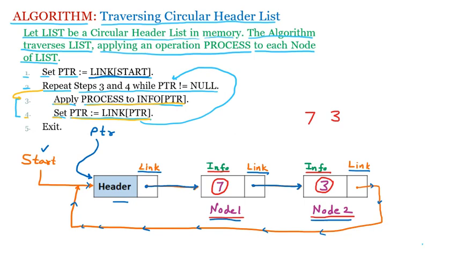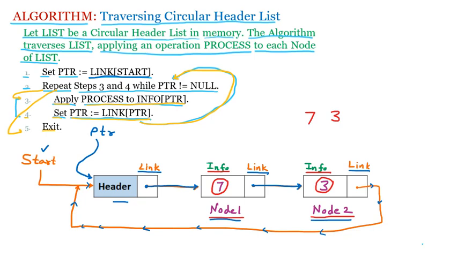As it is a circular list and we want it to stop here, we assume that this header is null. So when we go back and check that PTR is not equal to null, as we are assuming the header is null, the statement will break and it will exit. We can also do the same thing with a normal list. If we remove the circularity, this algorithm will work for the header list also. The same algorithm works for the circular header list as well as the header list.